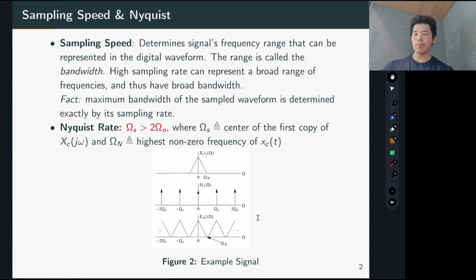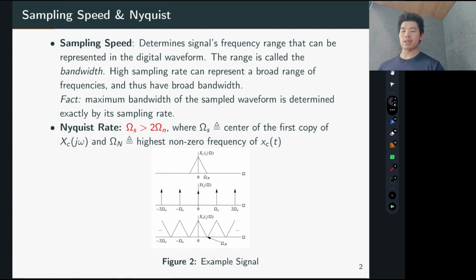So sampling speed. The sampling speed determines the signal's frequency range that can be represented in a digital waveform. This range is called the bandwidth. That's the jargon. If you want to represent a signal that has a broad range of frequencies, you have to have a high enough sampling rate, and thus avoid aliasing. In fact, the maximum bandwidth of the sampled waveform is determined exactly by its sampling rate. And this is exactly what the Nyquist rate is saying.